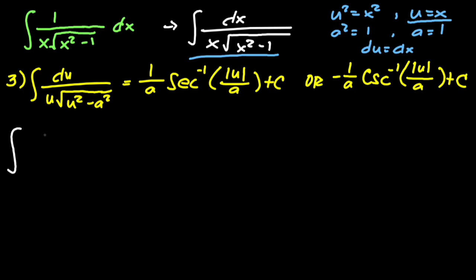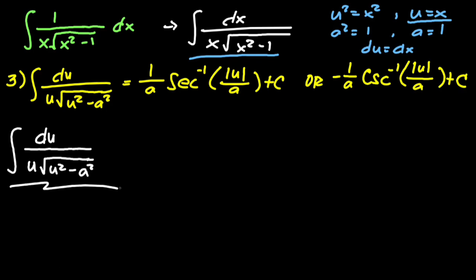So the integral of dx here is equal to du over x, here simply u, multiplied by the square root of u squared, which is x squared, minus 1, here a squared. So this now matches the formula given. So now we can answer it.